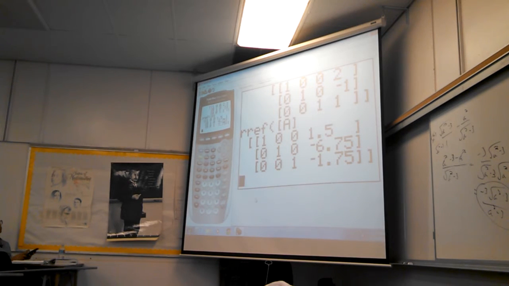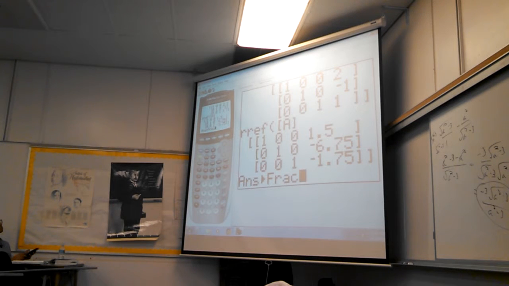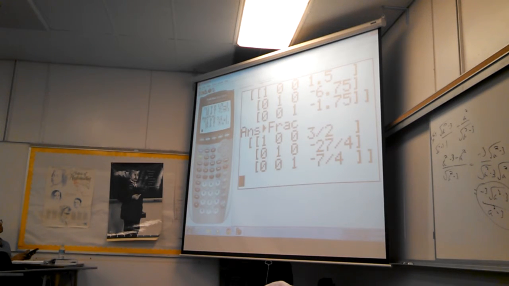This button is kind of cool. There's a button in your calculator that will take a decimal and make it into a fraction. So what's really cool is if I just go math, see the very first thing in math, to fraction. If I just do this, answer to fraction. It's going to take the whole matrix and put it in fractional form. That's kind of cool. Of course, those weren't that horrible, but there's the fractional form.